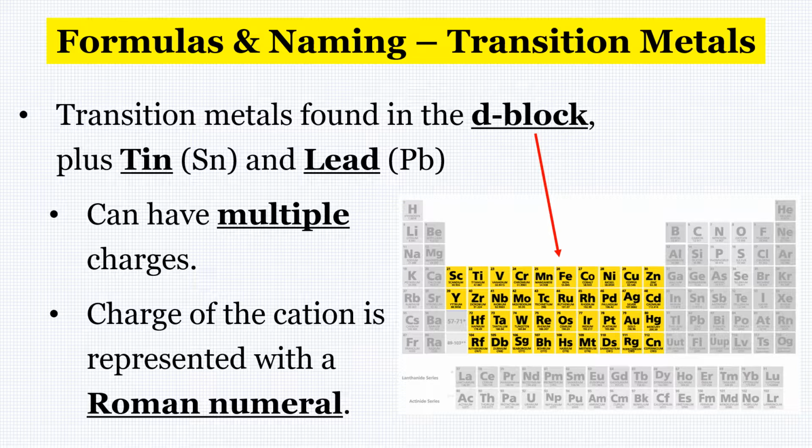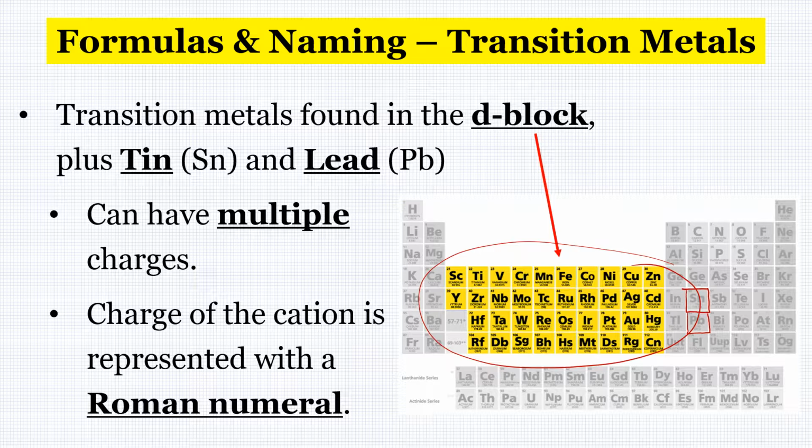Transition metals are found in the D block, so we're looking at this area right here, plus tin, which is Sn, located here, as well as lead, Pb, which is located right here. The transition metals can have multiple charges, and the charge of the cation is represented with a Roman numeral. And chances are you've seen Roman numerals before, even if you didn't recognize them.